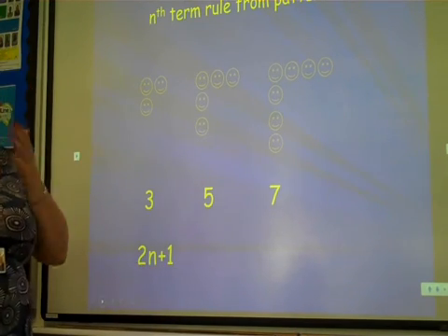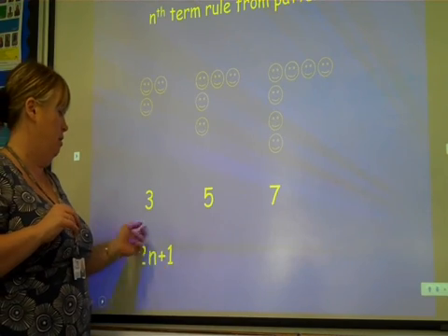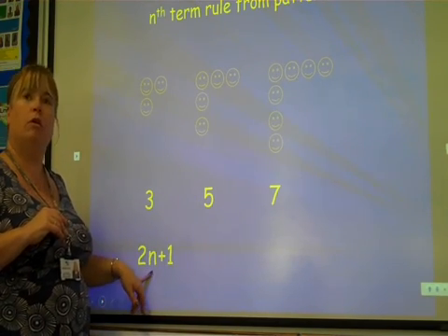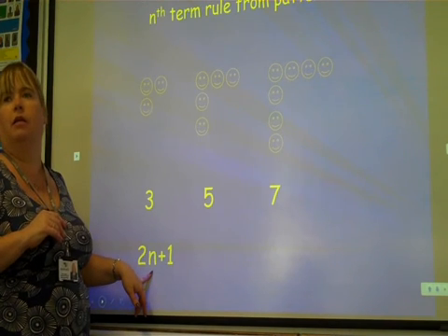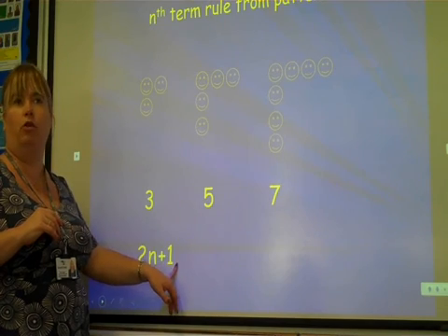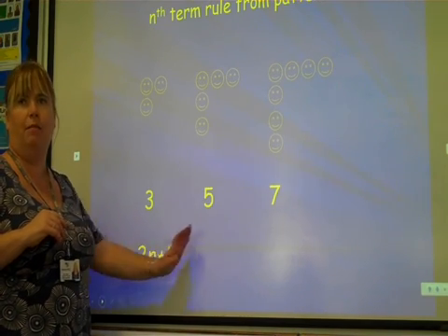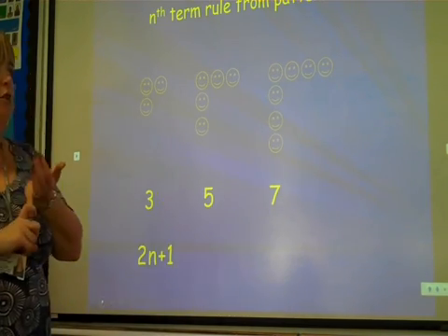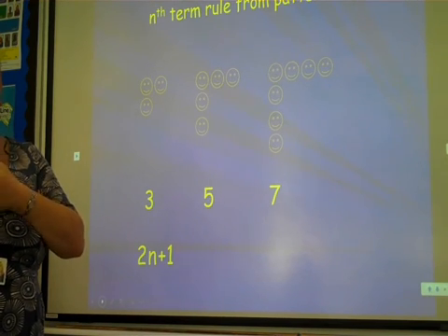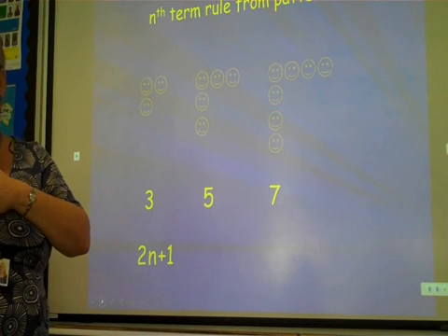Okay? So in the 50th term, what would the number be? Yeah, 101. 2 times 50 is 100, plus 1 is 101. Are we happy how to find a term in the sequence? So you should be able to find an nth term rule, and you should be able to find whether a term is in the sequence. Happy? Yeah. Okay.